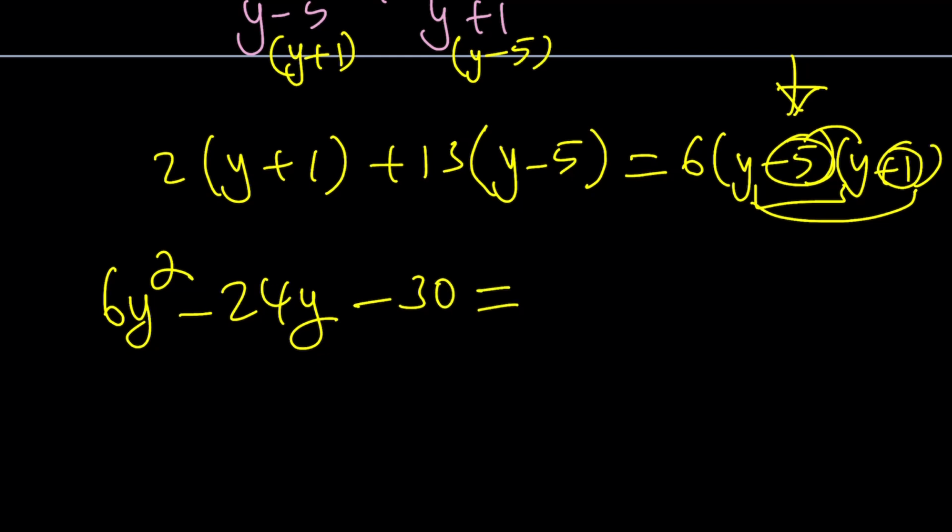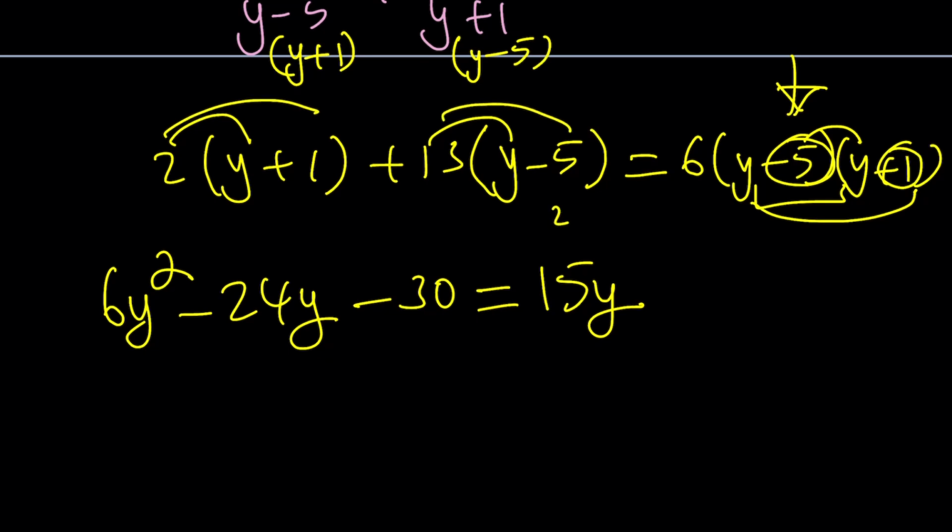Great. On the right-hand side, we have 2y plus 13y, which is 15y. And then 2 minus 65, you got to think about it carefully, is minus 63. Okay? So far, so good. Let's see. Hopefully, we didn't make any mistakes, and we can solve this problem easily.